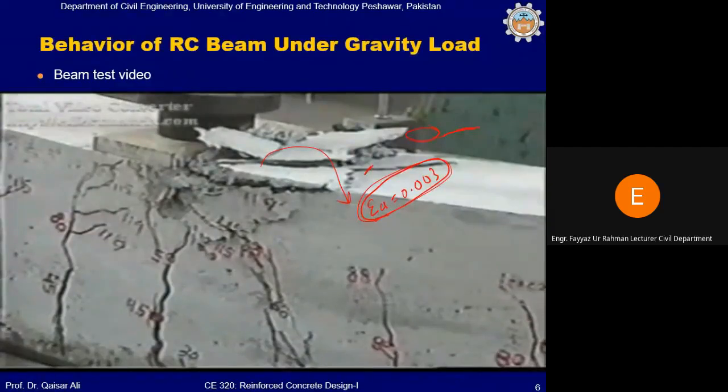From this video you can see that the beam will be considered as failed when the concrete in the compression zone crushes, and it will crush at which strain? ACI code says that you can assume that it will crush at 0.003 strain. Clear? So in other words, the beam will be considered as failed when the strain in the compression zone reaches a value of 0.003. बात समझ में आ रही है?